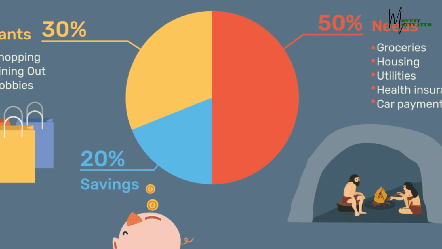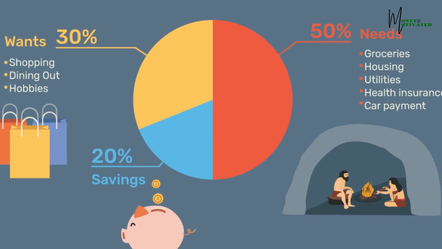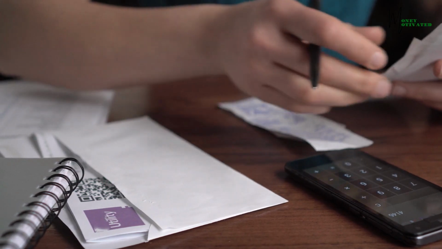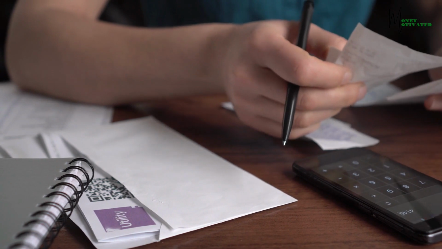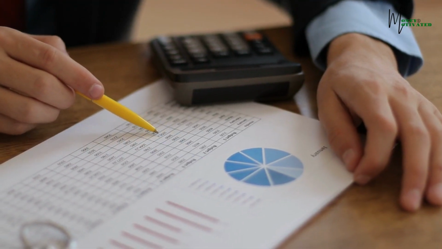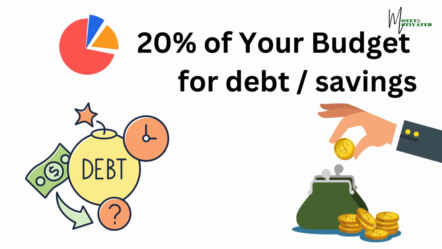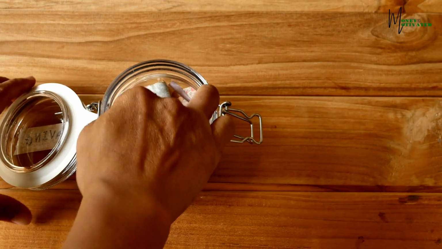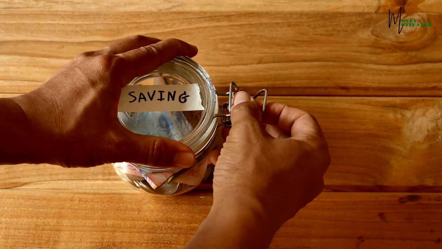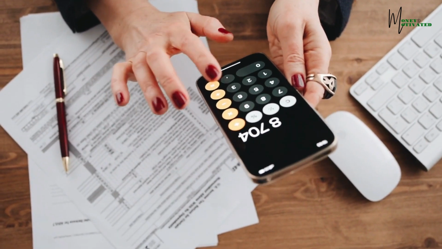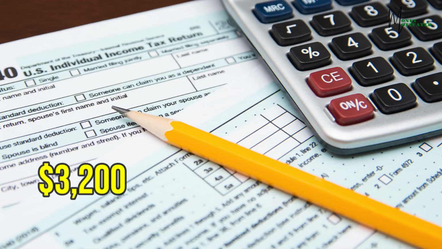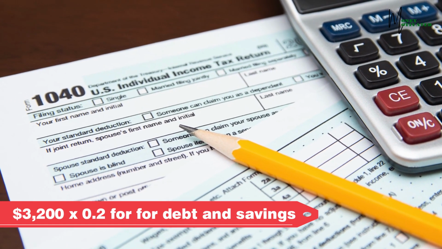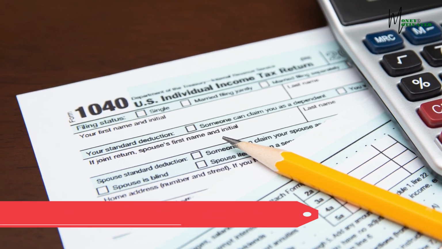The 50/30/20 budget allows you to set aside a larger portion of your income for wants as opposed to savings. If your objective is to increase your wealth or reduce your debt as quickly as possible, you might want to adjust your allocations. 20% of your budget is for debt and savings. Multiply your take-home pay by 0.2 to determine how much you should set aside for debt repayment and savings. For instance, if your monthly take-home pay after taxes is $3,200, you would set aside $640, $3,200 x 0.2, for debt and savings.